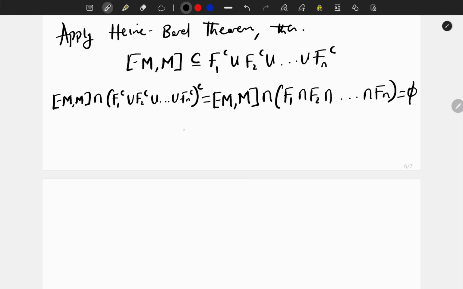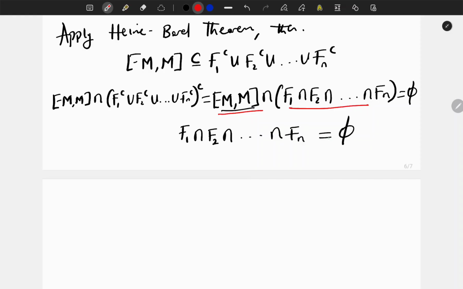If this is equal to the empty set, then F1 intersection F2 intersection ... intersection Fn also equals the empty set. Because this is not empty, and this is not empty, if the intersection is empty, that means this must be empty. And also this intersection, this is not empty, but if you take the complement, then it makes both sets have nothing in common, and then we have our proof being done.